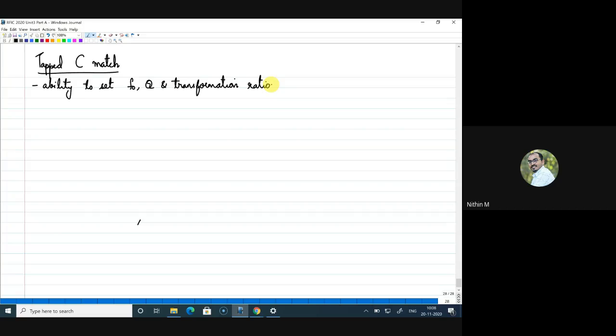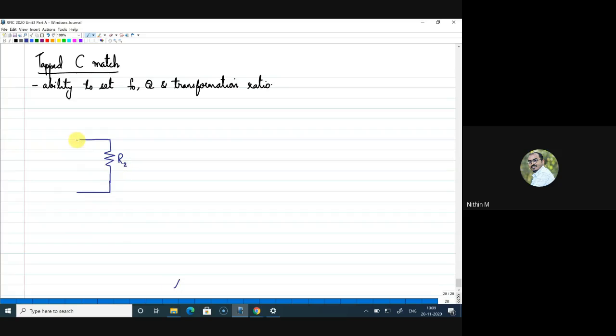So let me draw the circuit diagram of this tapped capacitor match. We'll have a resistance where I need to transform to another value. Let me consider the value of that resistance as some R2.